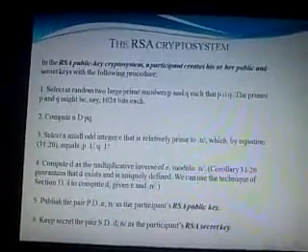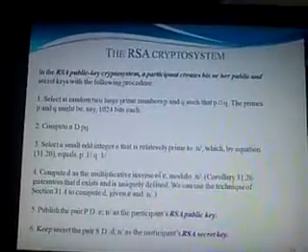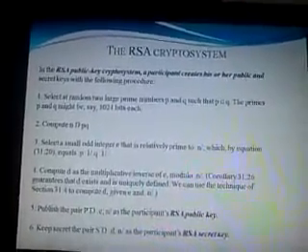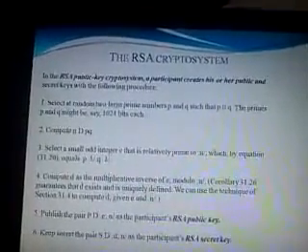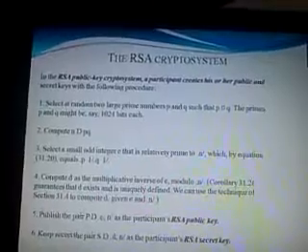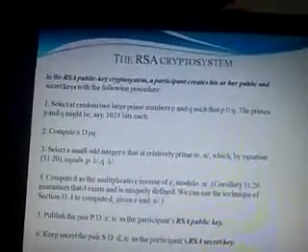Compute d as the multiplicative inverse of e. Then publish the pair e, n, which is the RSA public key. Then keep secret the pair d, n, which is the RSA secret key.